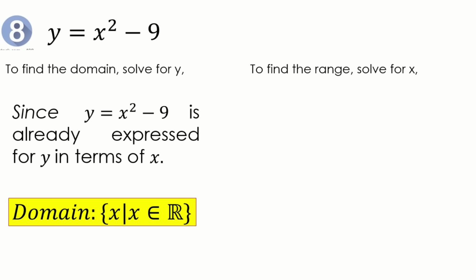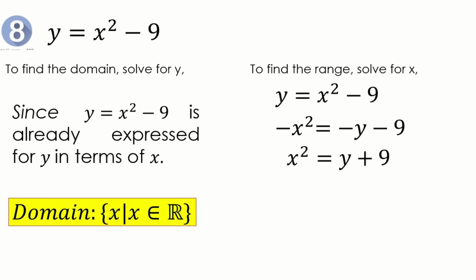Now, to find the range, solve for x. This one, we need. So, y is equal to x squared minus 9. This is the original equation. Solve for x. So, we move x squared. Negative x squared is equal to negative y minus 9. Why did it become negative y? Because it was on the other side, and we moved it here, so it became negative y. Again, since our x squared is negative, let's make it positive by multiplying both sides by negative 1. So, x squared is equal to y plus 9.